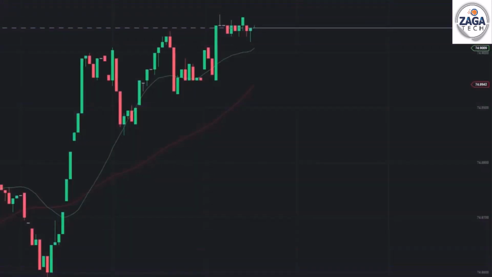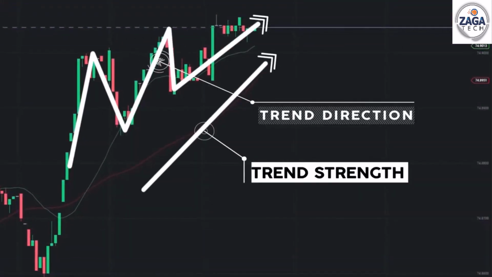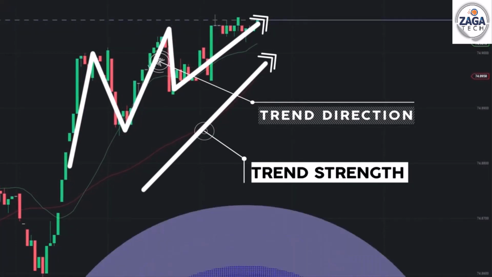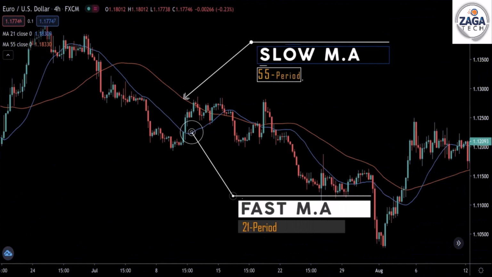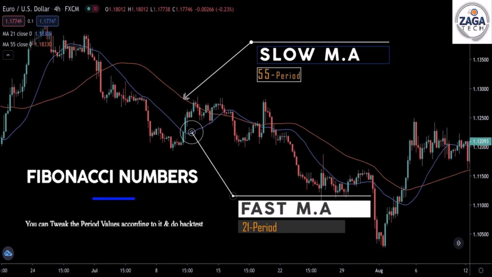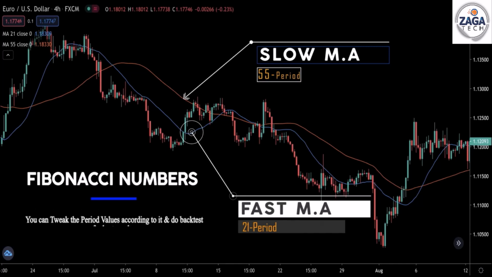So a moving average strategy can help you identify the trend direction as well as the trend strength. For this video, we will be using two moving averages, a slow moving average of 55 and a fast moving average of 21. Now you might ask, why are we using these numbers? That's because these are Fibonacci numbers. You can however backtest and tweak the values of the moving averages as you like. What is important is that you learn how to read price action while using this approach.